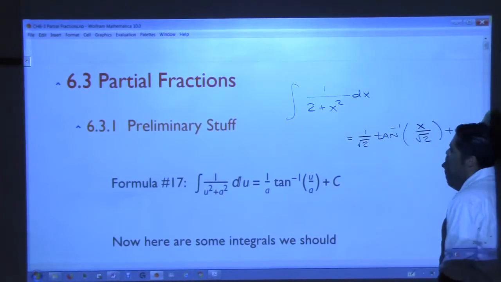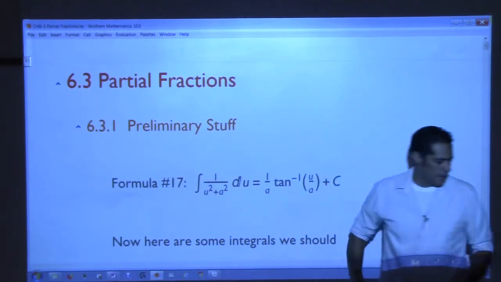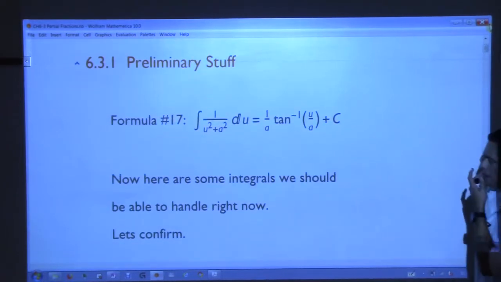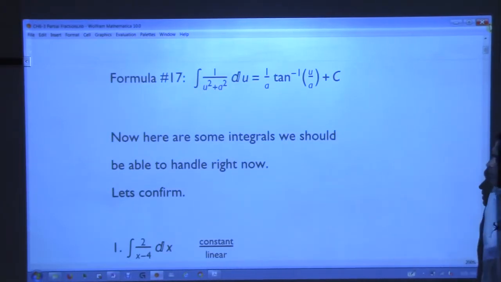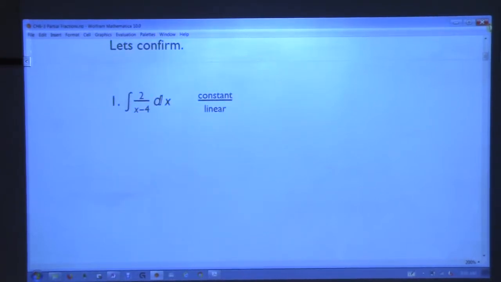Now, let's talk about some integrals that we should be able to handle at this point. There's going to be 8 of these that we're going to do right now. It's going to take us most of the class. So here are some integrals we should be able to handle at this point, and we're going to confirm that we can do that. So how about this one?